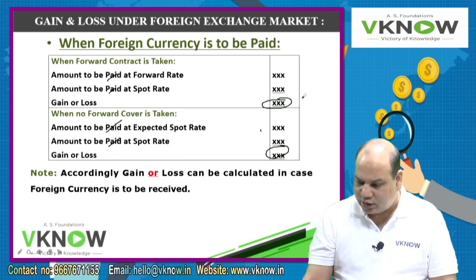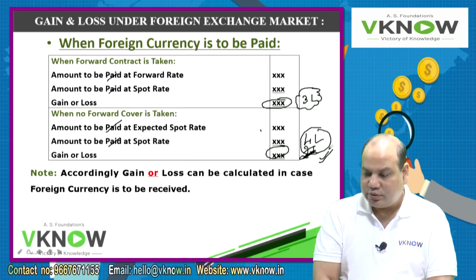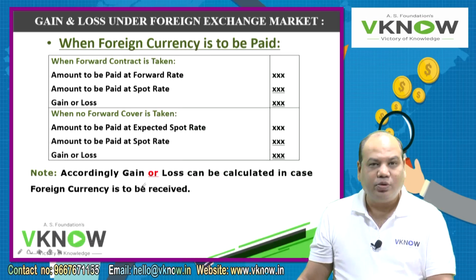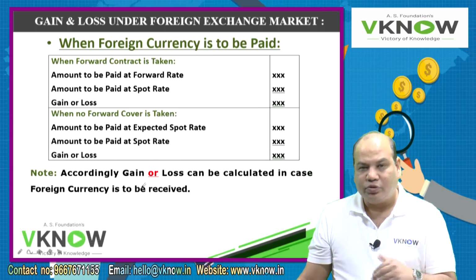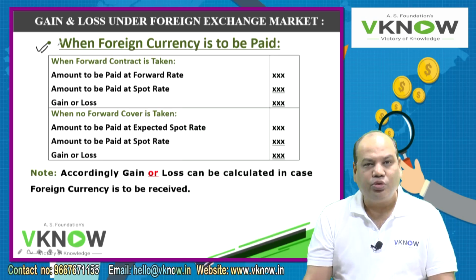Now suppose here the gain is 3 lakh and here the gain is 2 lakh. Then I will say forward is better. But suppose here the gain is 3 lakh, and here the gain is 4 lakh. Then I will write the conclusion: not taking a forward cover is better. So accordingly we will calculate the gain or loss depending upon whether it is an importer or exporter and take a decision. So a highly tested question in the exam is whether the importer or exporter should use the forward market for hedging or should not hedge at all.